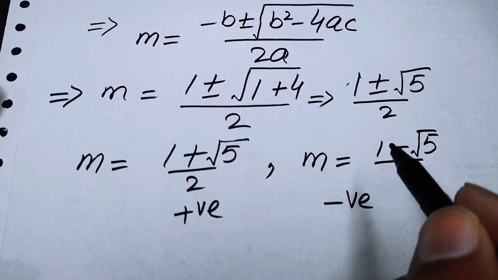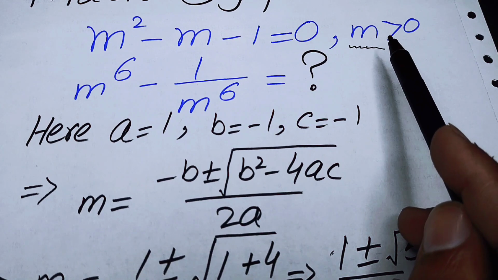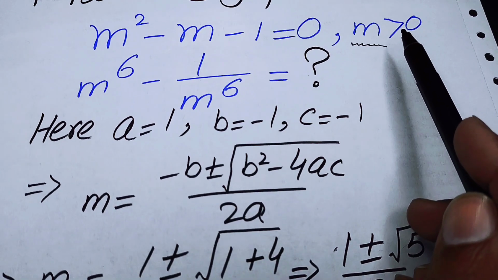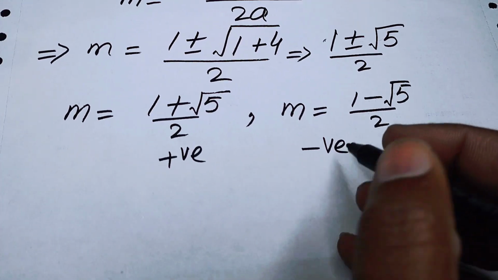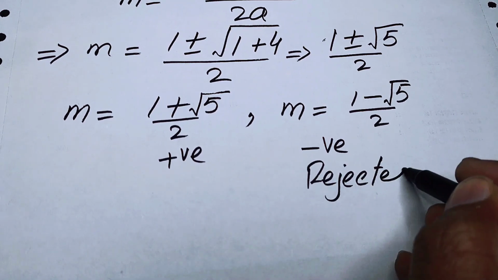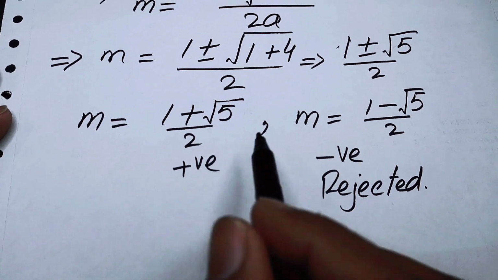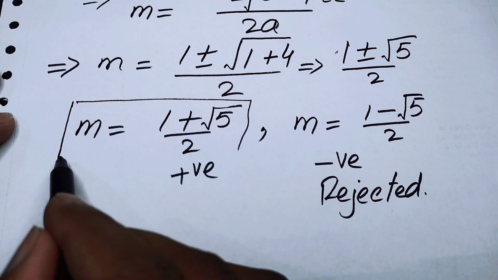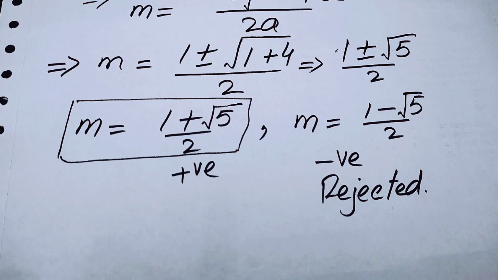So in the question statement we can just write it right here, m is greater than 0, so we just deal with positive m. Here we just reject the negative term, or we just proceed with the positive one. Okay, so here we have the value of m, which I can use further to solve this question.